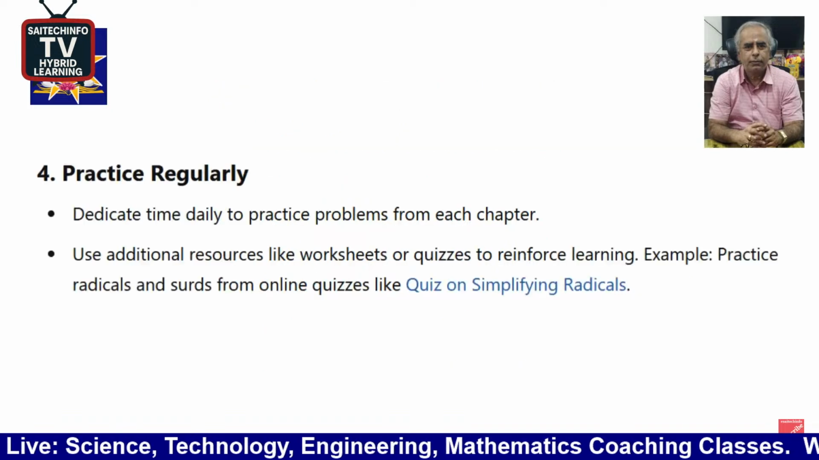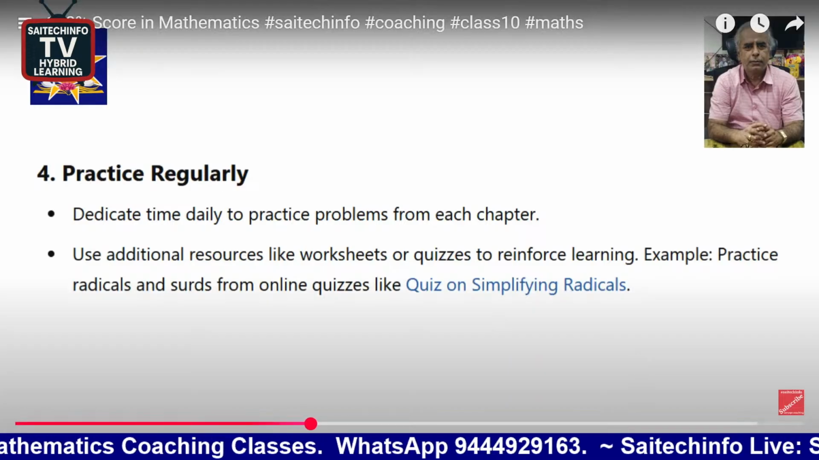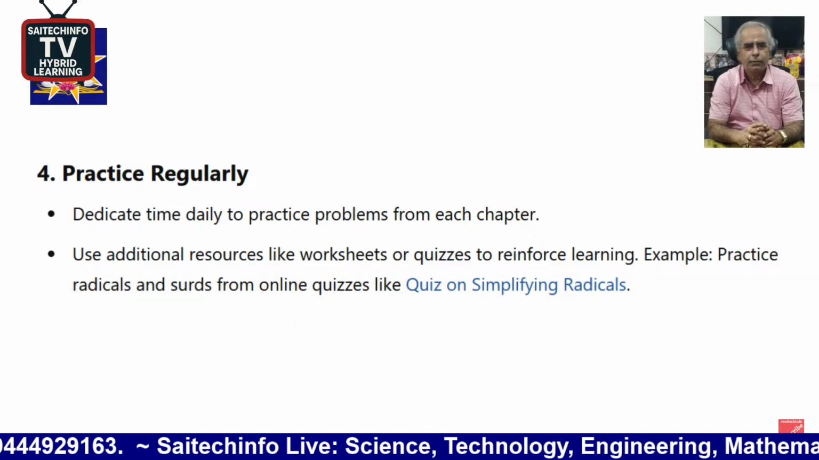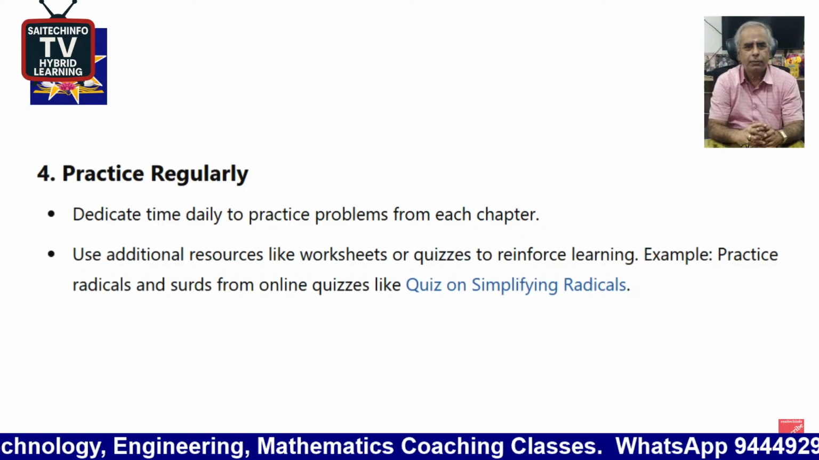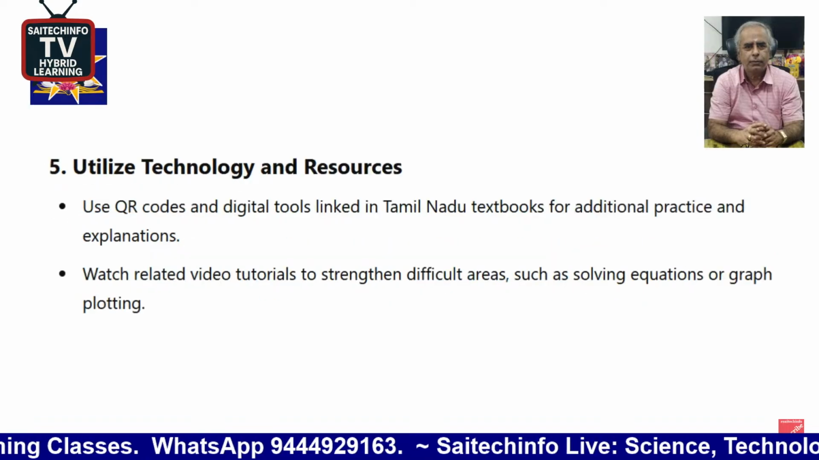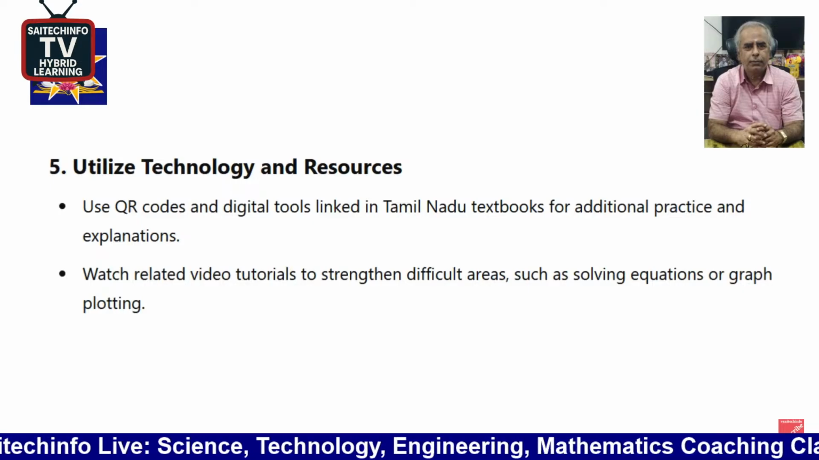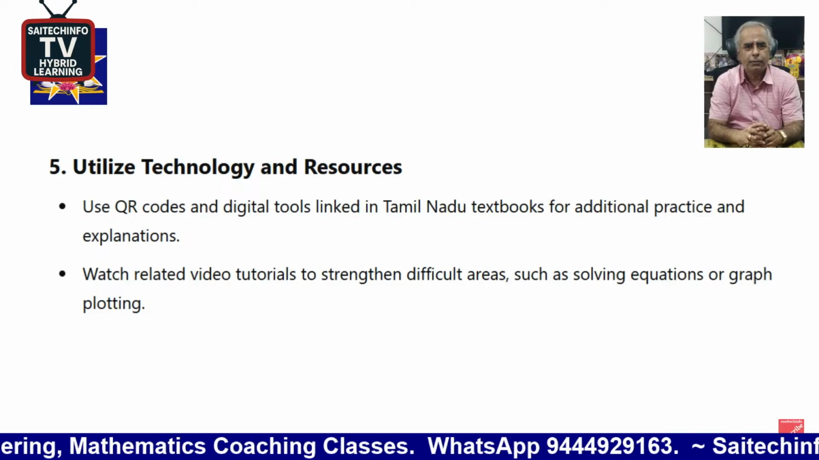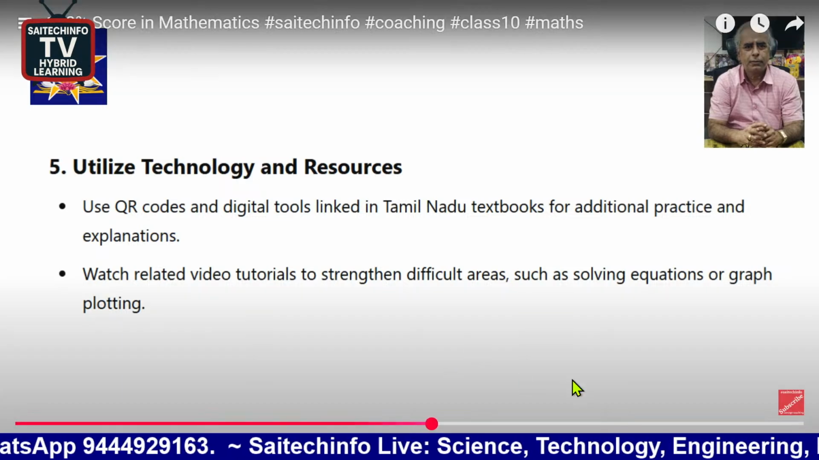4. Practice regularly. Dedicate time daily to practice problems from each chapter. Use additional resources like worksheets or quizzes to reinforce learning. Example, practice radicals and surds from online quizzes like Quiz on Simplifying Radicals. 5. Utilize technology and resources. Use QR codes and digital tools linked in Tamil Nadu textbooks for additional practice and explanations. Watch related video tutorials to strengthen difficult areas such as solving equations or graph plotting.